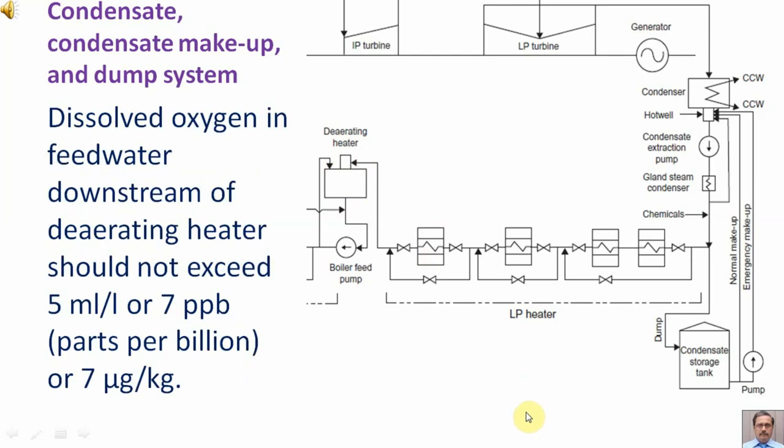Dissolved oxygen in feed water downstream of the deaerating heater should not exceed 7 parts per billion or 7 microgram per kilogram.